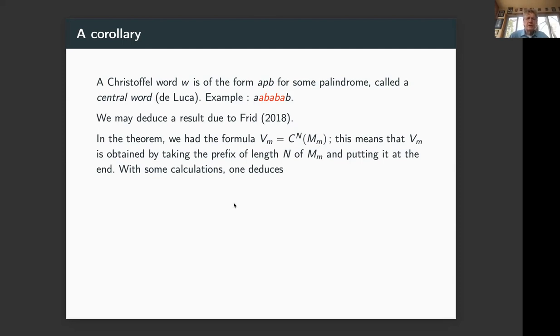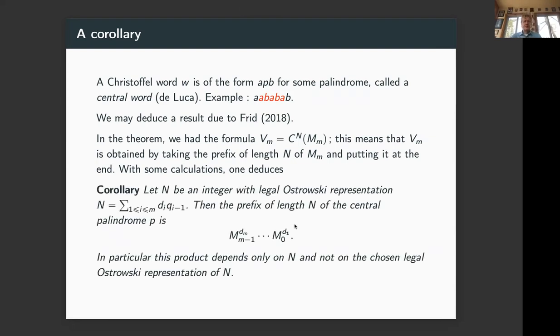Recall that in the theorem we have this formula Vm equals C power N of Mm. Mm is the standard word. This means that Vm is obtained by taking the prefix of length N and putting it at the end. This is because of the definition of the conjugator. And we may deduce from the theorem this result of Anna Frid.